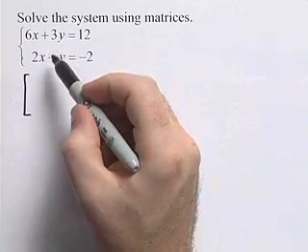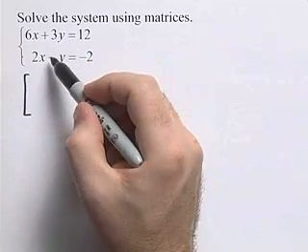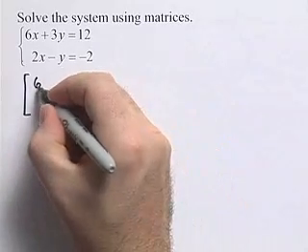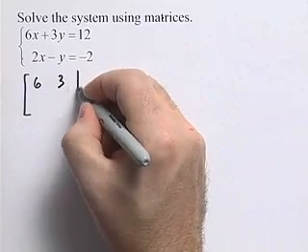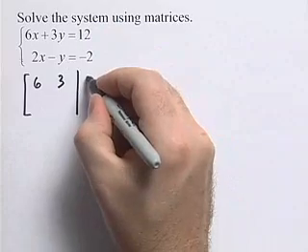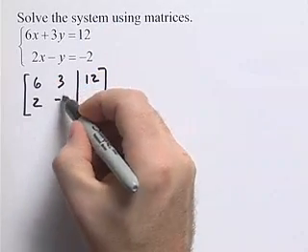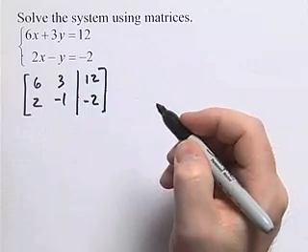Remember, the augmented matrix consists of the coefficients of the variables augmented with the constant on the right side. So we're going to write 6, 3, and our vertical line that represents our equal signs, 12. Then we have 2, negative 1, negative 2.